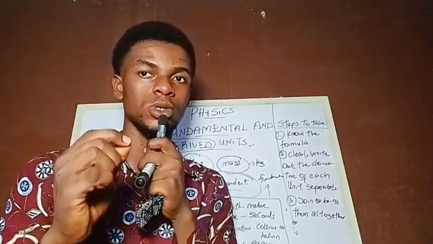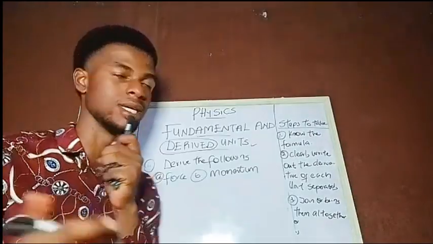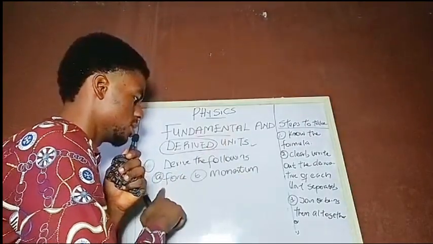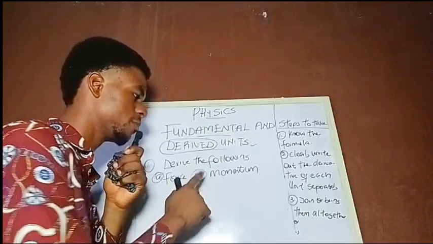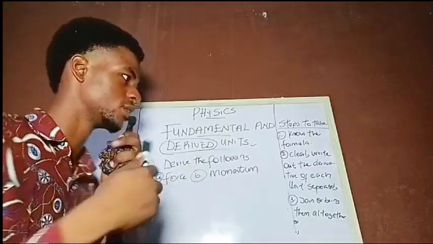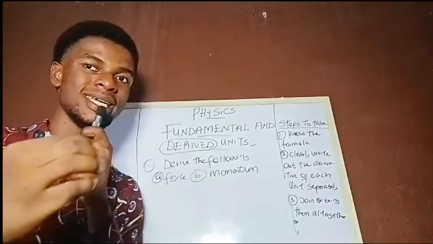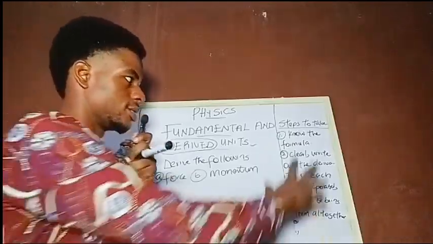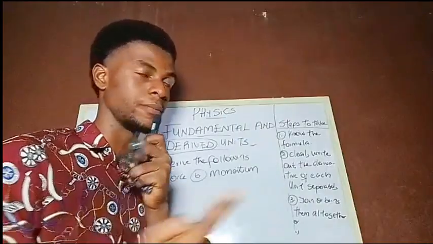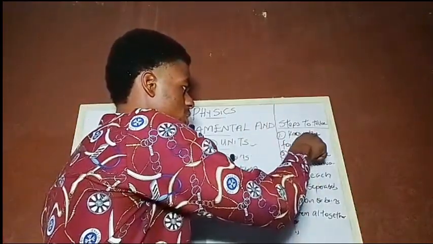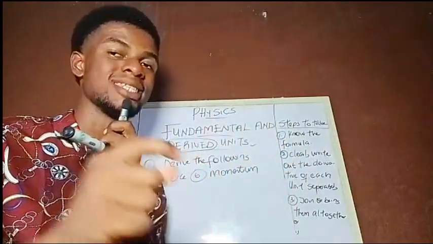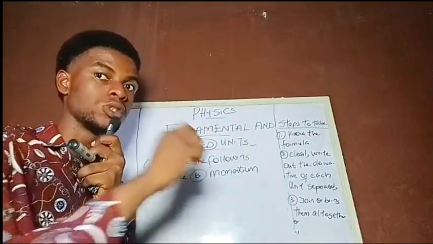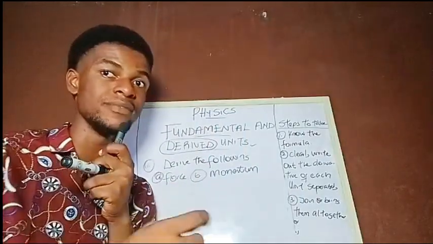Now let's look at this question on the board. The question says: derive the following. A, force, and B, momentum. If they ask you to derive anything, there are some steps you need to follow. Number one is to know the formula. It is very, very important. For example, with force, you must know the formula if you want to derive the unit.